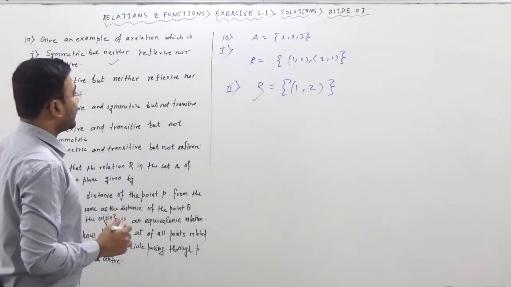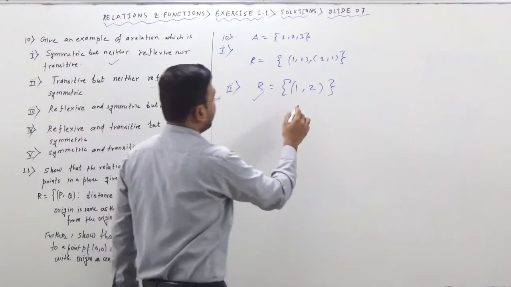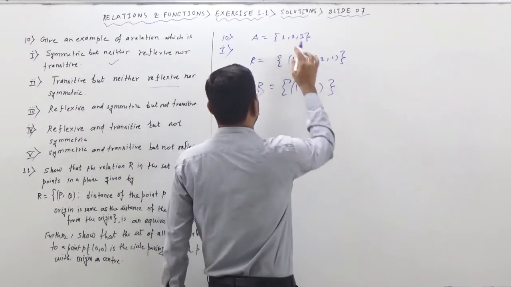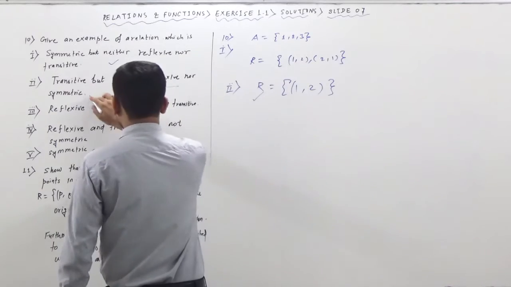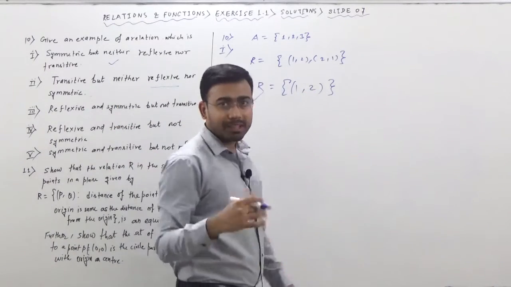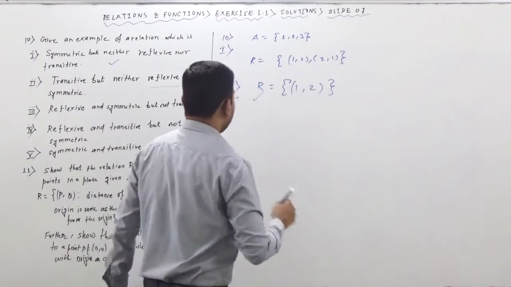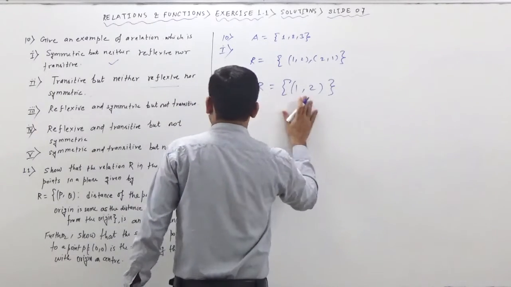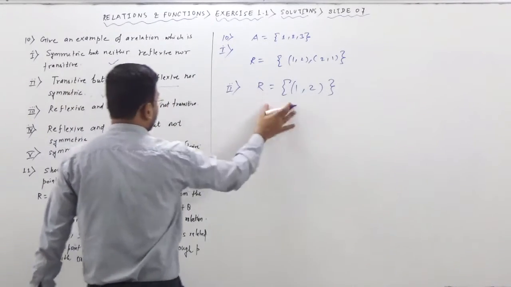But can you tell me, is it a reflexive relation? This is not going to be a reflexive relation. You know that, because 1 comma 1, 2 comma 2, 3 comma 3 is not there. Is it going to be symmetric? No, it's not going to be symmetric, because 1 comma 2 is there but 2 comma 1 is not there. So we'll not check it for that. Okay, this is a perfect example.